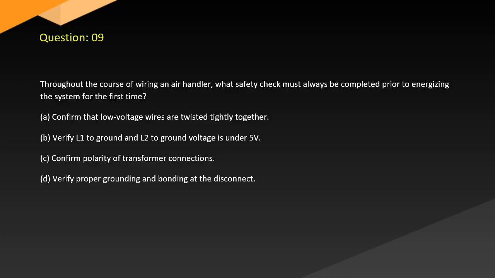Question 9. Throughout the course of wiring an air handler, what safety check must always be completed prior to energizing the system for the first time? A. Confirm that low voltage wires are twisted tightly together. B. Verify L to ground and L to ground voltage is under 5 volts. C. Confirm polarity of transformer connections. D. Verify proper grounding and bonding at the disconnect.